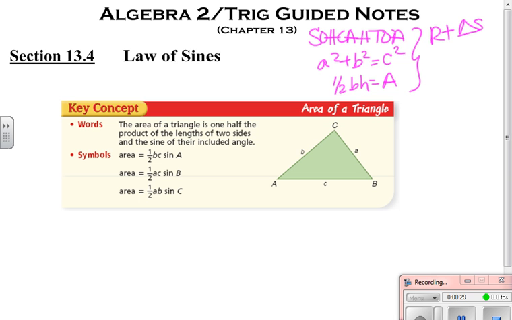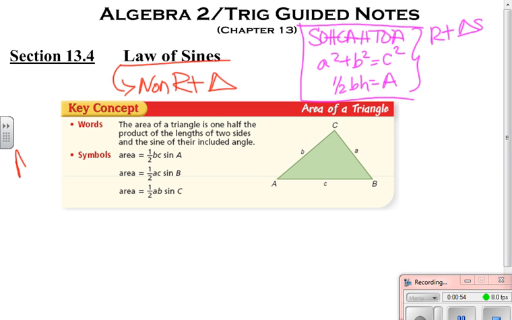If you don't have a right triangle, or in the case of area, you don't know the altitude or the height of the triangle, you're out of luck. So what happens in the math world is that we find ways to work formulas with all things. So law of sines works for non-right triangles. So first we're going to handle the area.